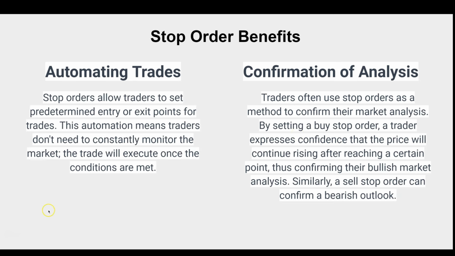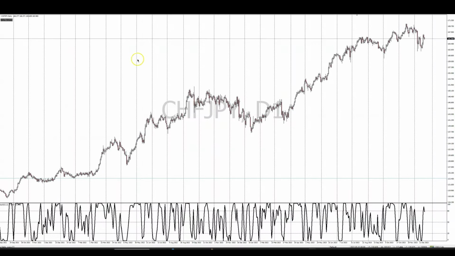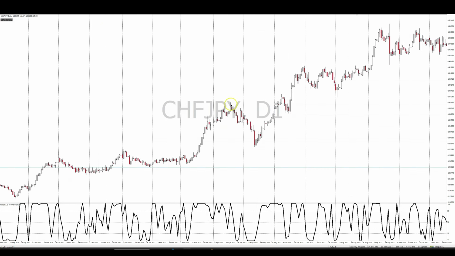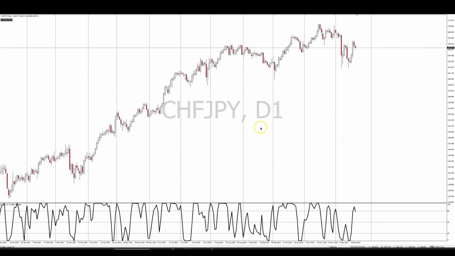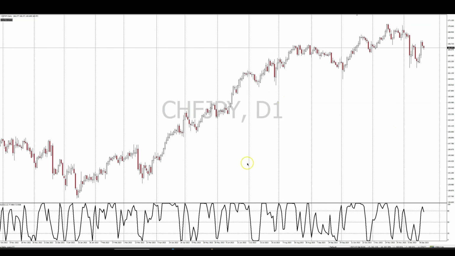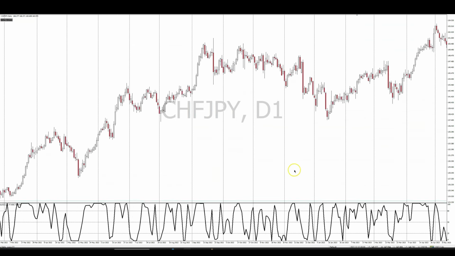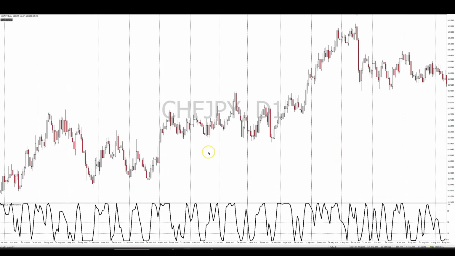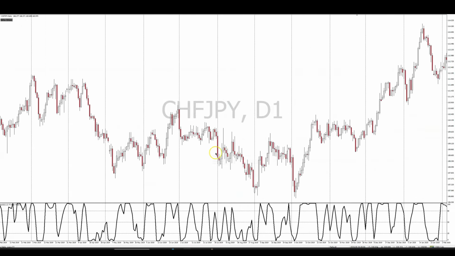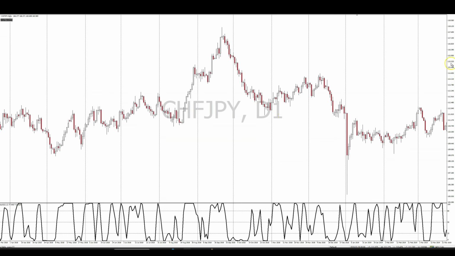And let's go to the charts and take a look at a potential sell stop order. Now, I don't have a recent live trade for a sell stop order, but I'm going to explain it to you. And if I explain it this way, it's probably a little bit easier for you to understand, actually. So let me show you guys what a potential sell stop order would look like.